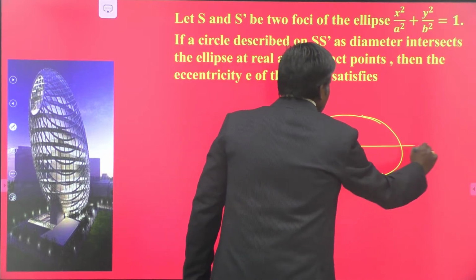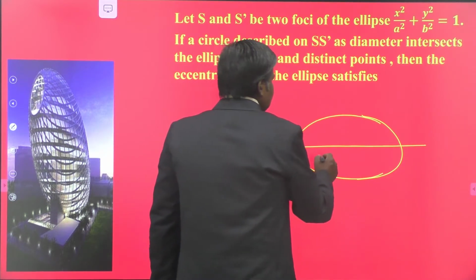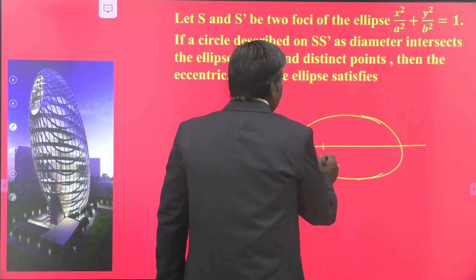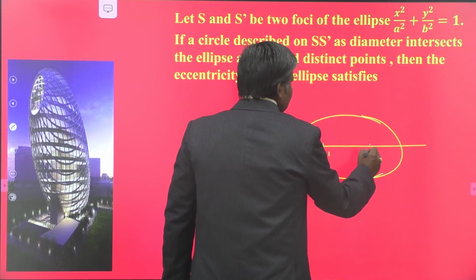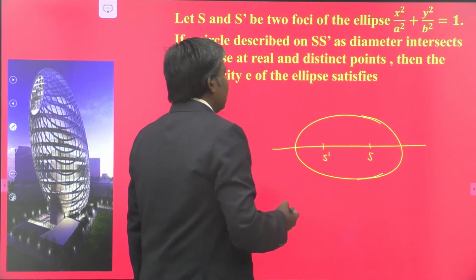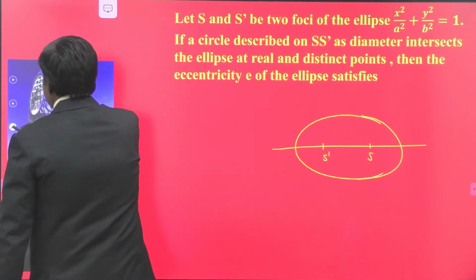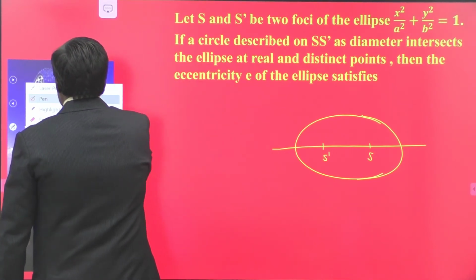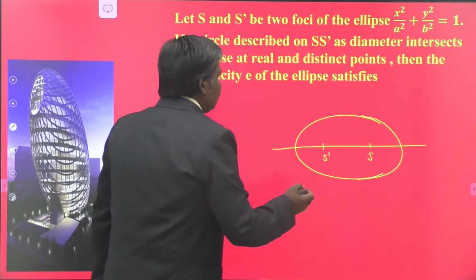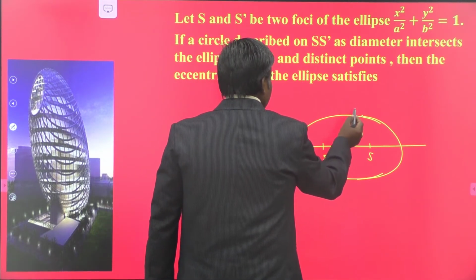This is the major axis, which is along the x axis, for a greater than b. This is S dash, this is S. Now we construct a circle on SS dash as diameter that intersects your ellipse at 4 distinct real points.